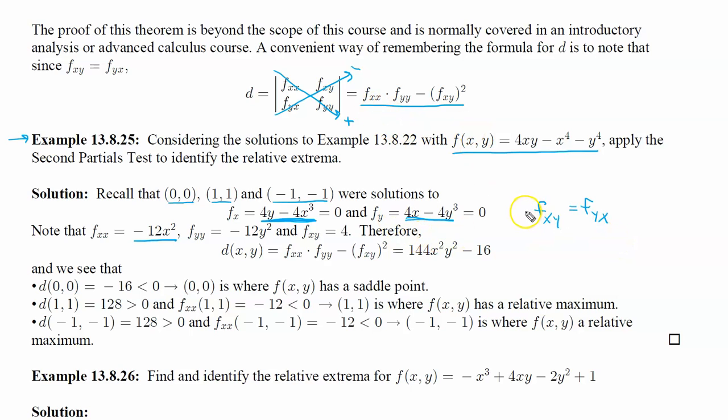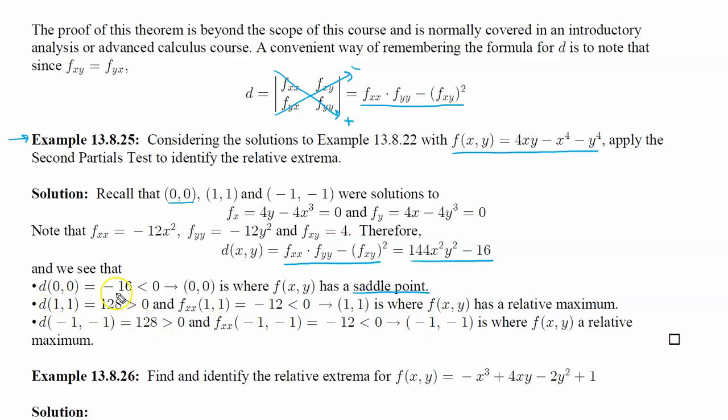So now we can evaluate D, and let's see what we get. Remember, D is this quantity right here. Just multiplying these together and subtracting the square of 4, we get this for our value of D. Now we can evaluate D at each of these points. First of all, note that at (0, 0), evaluating D of (0, 0), 0 in for x, 0 in for y, we get negative 16, right? Because this will go to 0. That's less than 0. So if you look back at the second partials test in your notes, the test tells us that (0, 0) is where f of x has a saddle point.